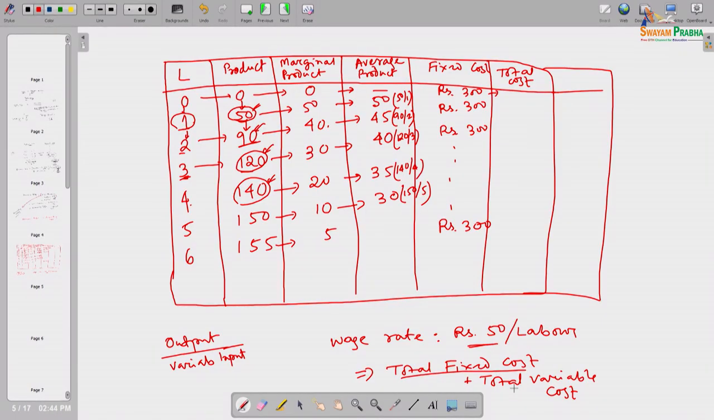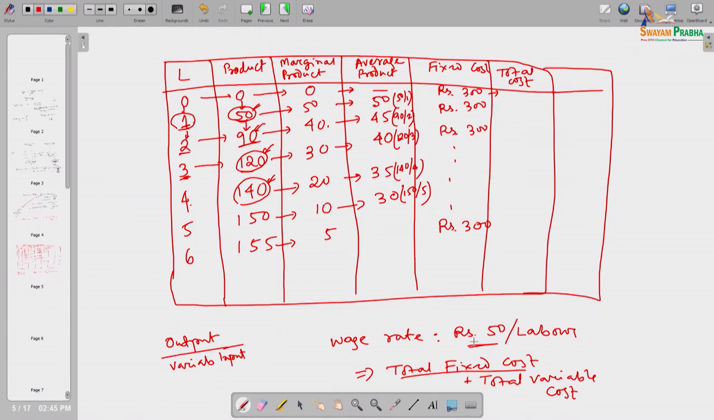What is your total variable cost? That depends on how much labor you are using. When you are using one unit of labor, that time your variable cost is 50 into 1. When you are using two units of labor, your variable cost is 50 into 2, because only one variable factor is here, labor, whose wage rate in the market is 50 rupees per labor.